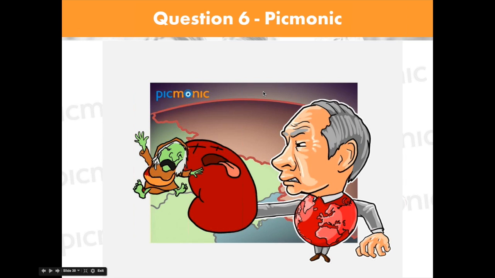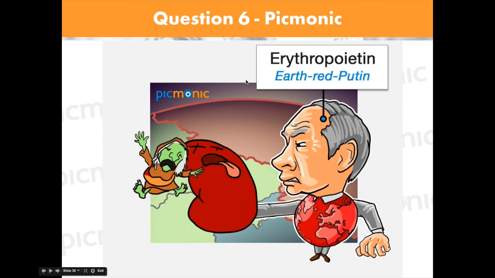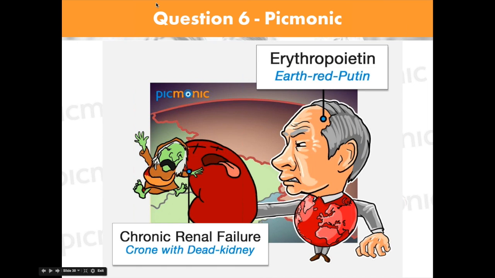Here's our Picmonic on erythropoietin. So we have this earth red Putin here, one of the really crazy characters. It's always a lot of fun, and you can remember the earth red Putin with chronic renal failure because we always put that in there. That's one of the indications of why you would give erythropoietin for sure.